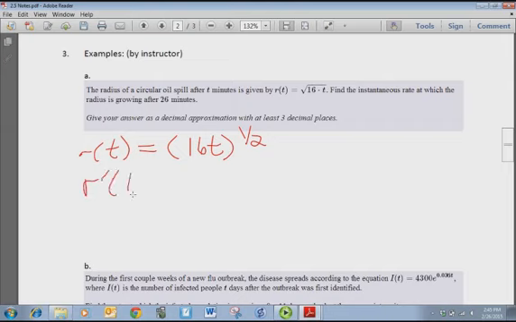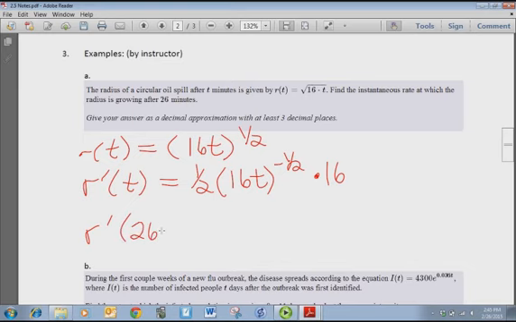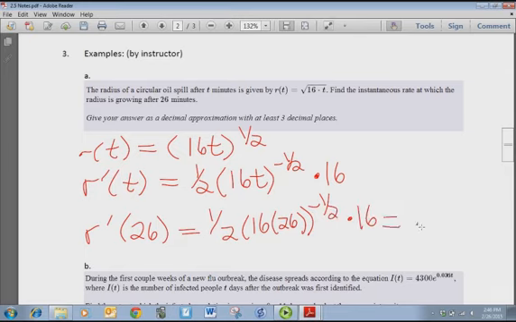So r prime of t would be, bring the 1/2 out in front, times 16t to the negative 1/2, and then multiply by the derivative of the inside, which is 16. Then they ask us to plug in 26. So that's 1/2 times 16 times 26, all to the negative 1/2 times 16, and you should come up with 0.392 as your instantaneous rate of change at 26 minutes.